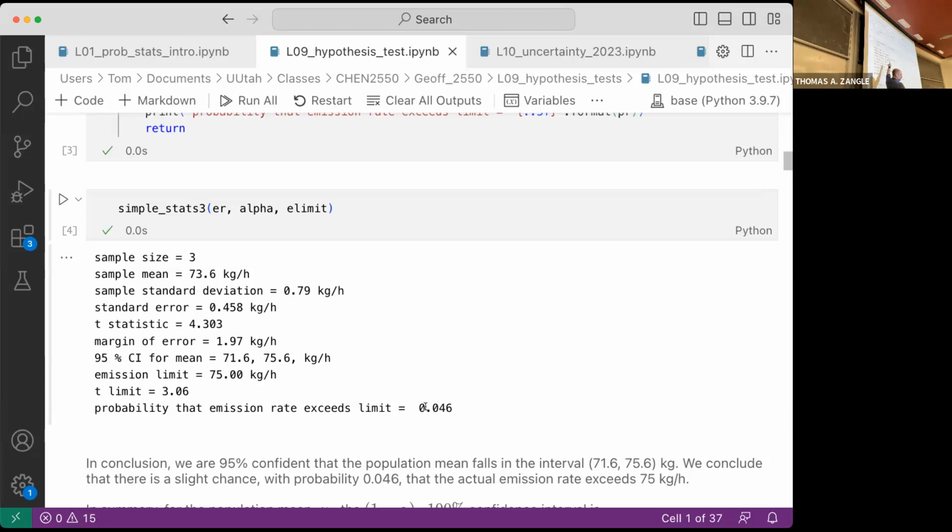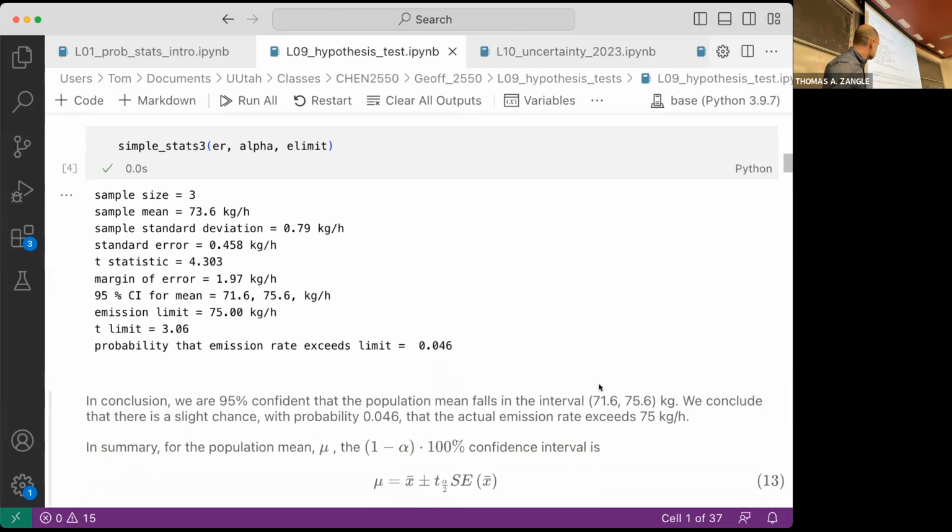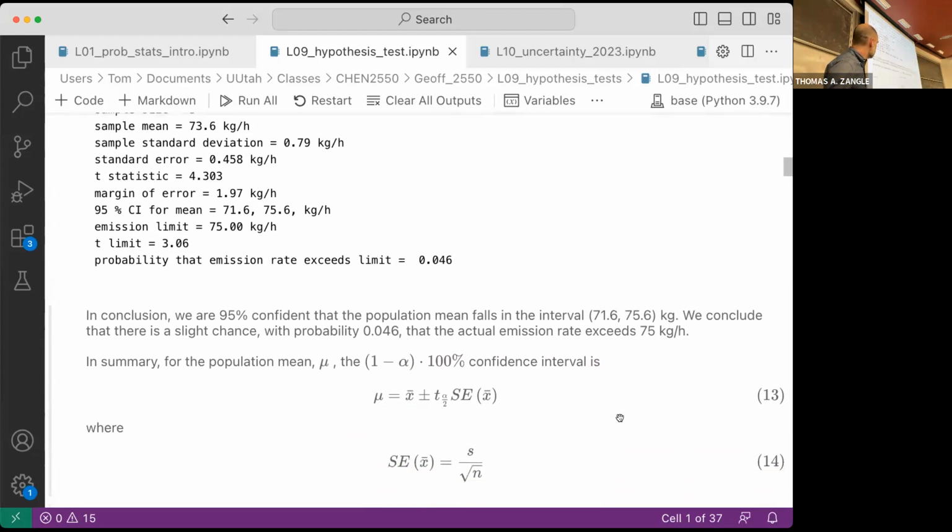So there's a very low chance that we get those results with an actual mean that's greater than 75, right? So again, this is what we looked at last time. We're 95% confident that the population mean falls within this particular interval. And we conclude that there's a slight chance that the actual emission rate exceeds the 75 kilograms per hour.